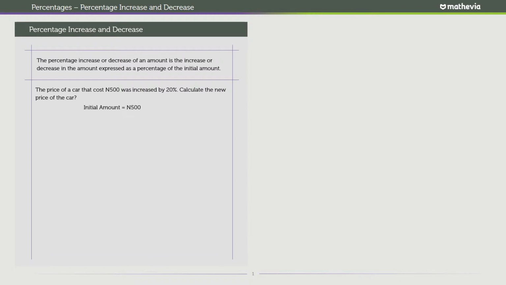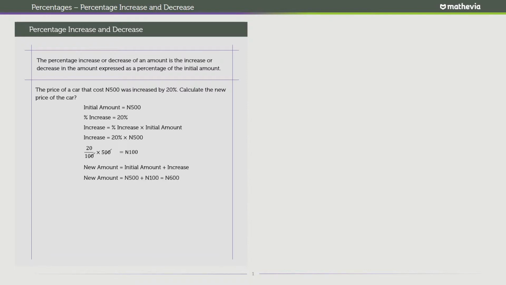We have the initial amount as 500 naira and the percentage increase as 20%. The first thing we want to do is find what the actual increase is, what the value is. So we multiply 20% by 500. We find 20% of 500, and we end up with 100 naira. Now that we have the increase, we can add this value to the initial amount, and this will give us the new amount. The new amount is 500 plus 100, that is 600 naira. So if you increase 500 naira by 20%, you end up with 600 naira.